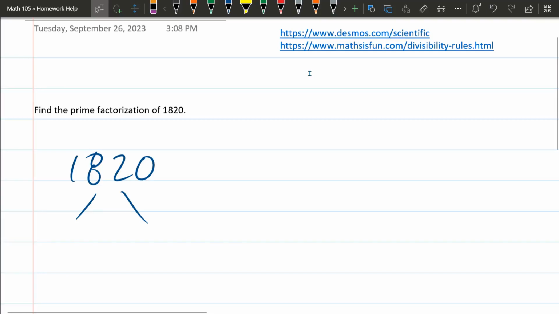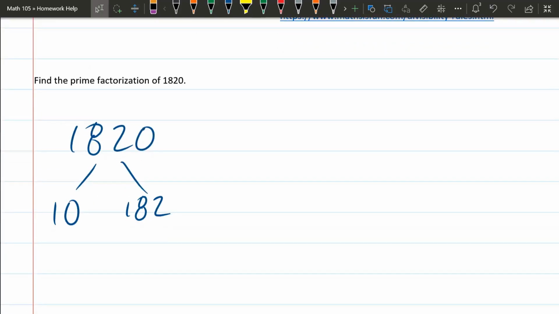We need to figure out one number this is divisible by. There should be a few obvious numbers. One of them is 10 because it ends in a 0. So I could go with 10 times 182. That would be one option. Another that I saw immediately is this was even, and so I could have just divided by 2.